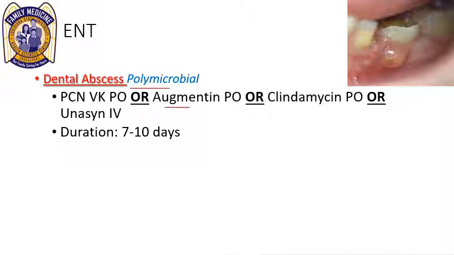It's usually Augmentin, Clinda, or Unasyn IV. We usually send them out on Augmentin PO for 7 to 10 days with a close follow-up to the OMFS clinic, which is our version of dentistry. If they do have a dentist, they need to go in rather quickly in order to have this evaluated, lanced, and treated.